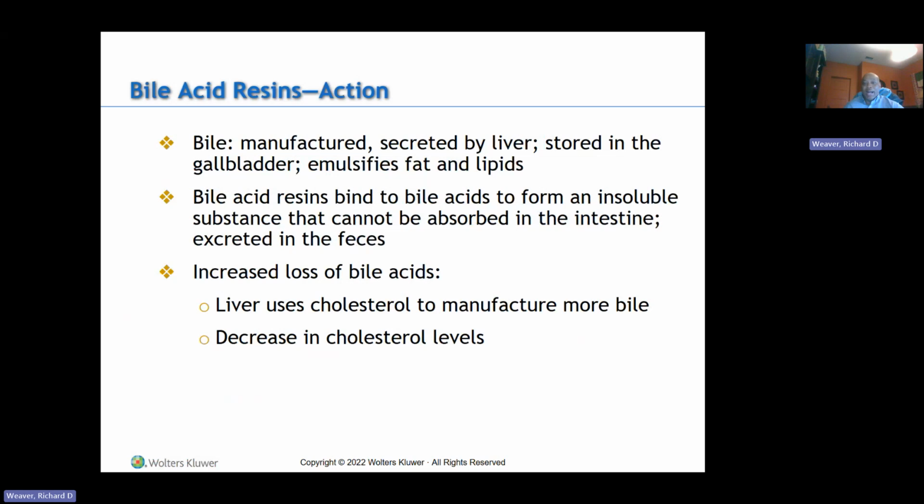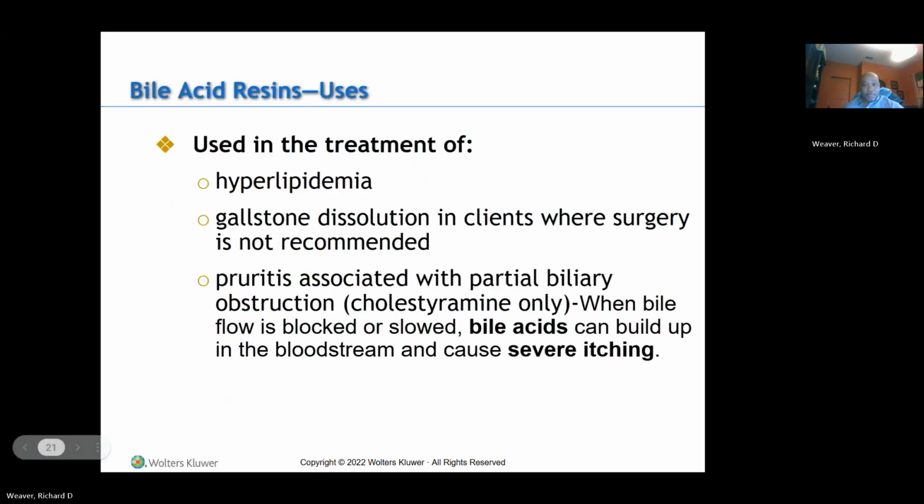And if I need to make more bile using that cholesterol in the blood, I'm going to lower my cholesterol levels. That's pretty much how that works. Hopefully that makes sense to you. If not, we can talk about it more in class.